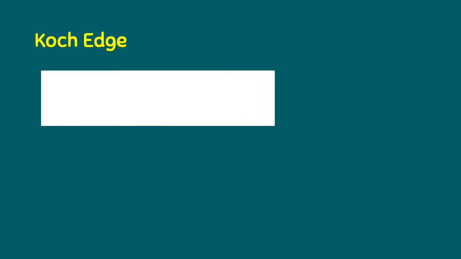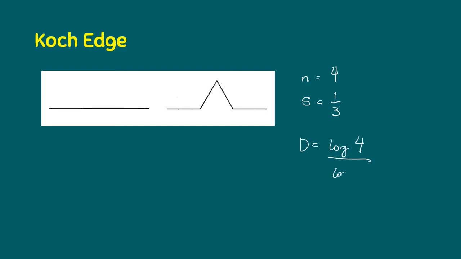1.50. Okay, for the Koch edge, we have a segment and then we divided it into 3 equal parts, right? So therefore, what we need are N and S. S is 1/3, correct? Because we divided it into 3 equal parts. And then our N, we ended up with 4 copies of the original segment, correct? So therefore, what is the dimension? D is equal to log of the number of copies, which is 4, over log of 3. And that's approximately equal to 1.26. Okay?